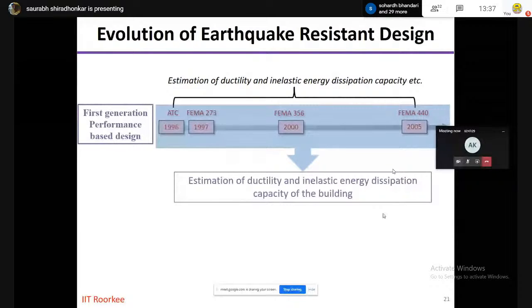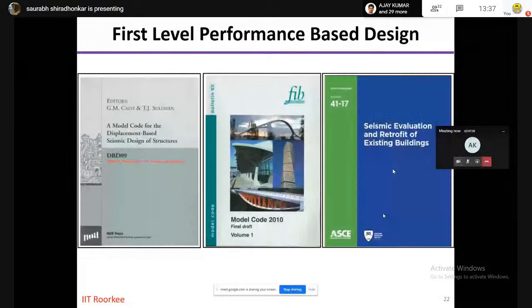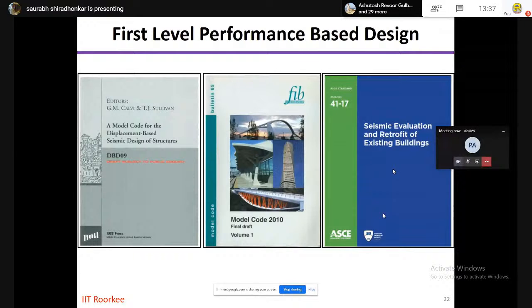I'm not entirely discussing these methods. I'll just give you a brief overview of these methods. So the good method for the first generation performance based design is published by Calvi in Model Code in 2009. Then the European code is there, which is Model Code 2010. And then the latest one that we have is ASCE 41-2017, which gives us the procedure to evaluate existing buildings and also to carry out the performance-based design of new buildings. Again, India doesn't have any standard to carry out the performance-based design. So these are the three methods available.